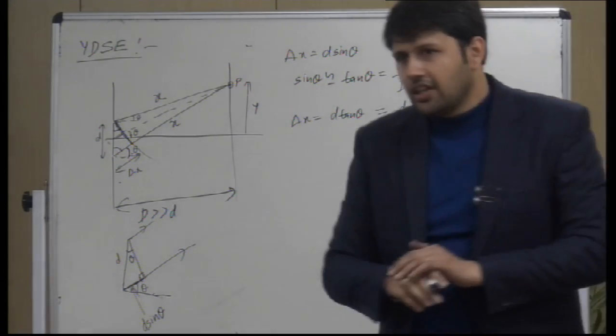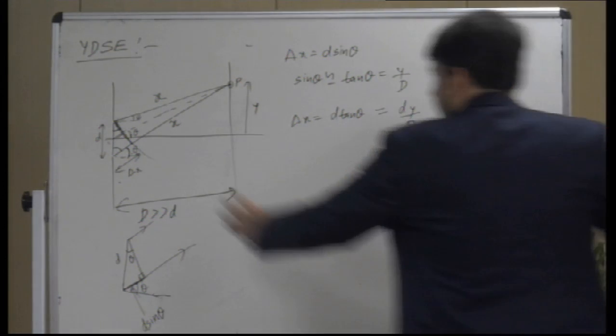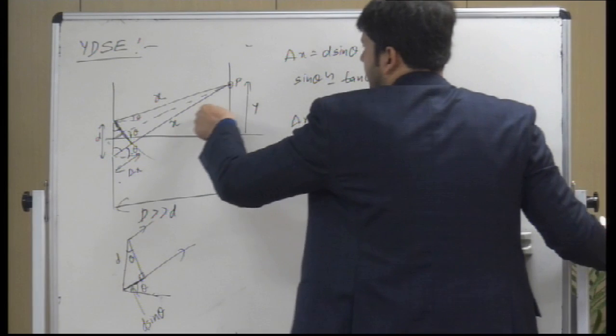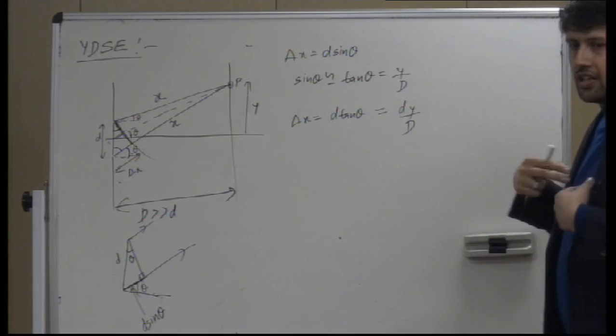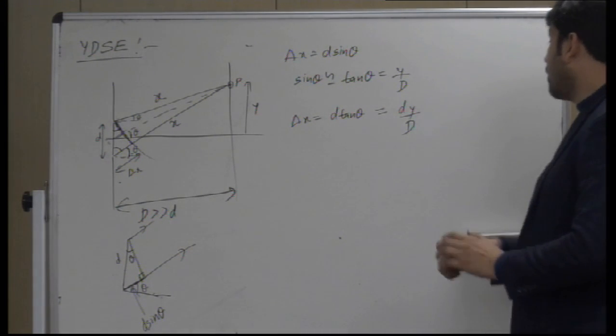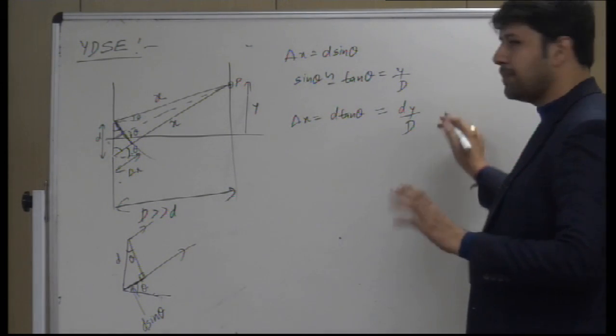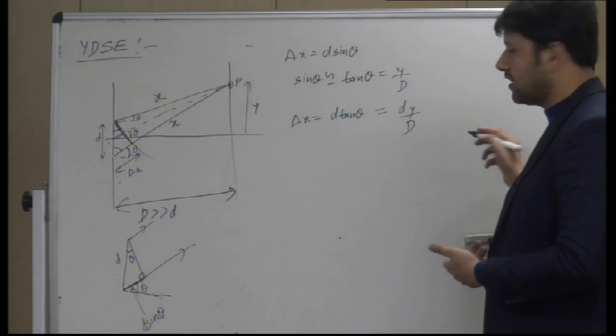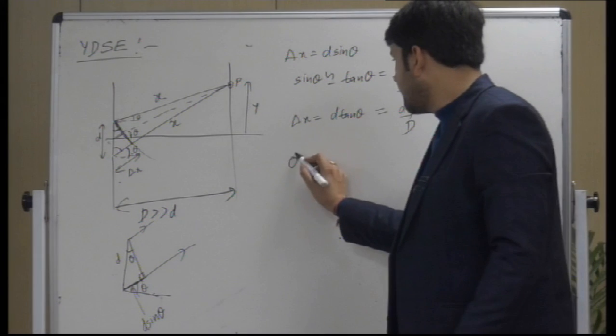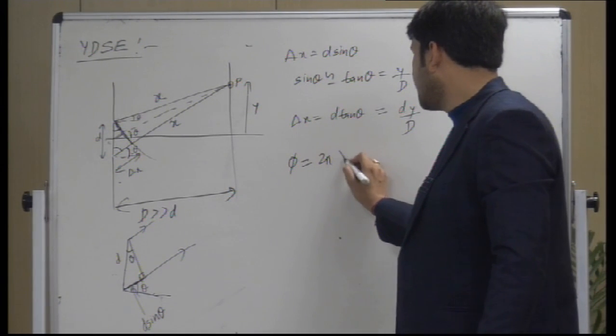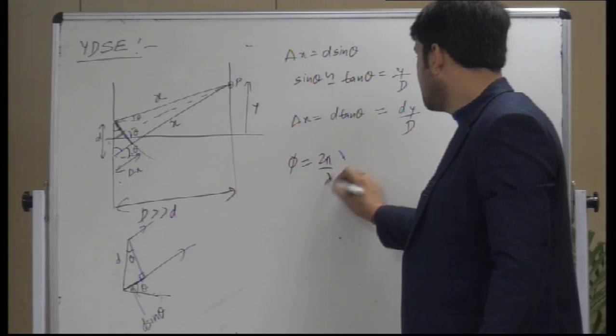So it's a game of two triangles. One triangle is here to calculate the path difference. One triangle is here to calculate tan theta. Now on the basis of the discussion we did earlier, can I write the phase difference as 2 pi by lambda into delta x?